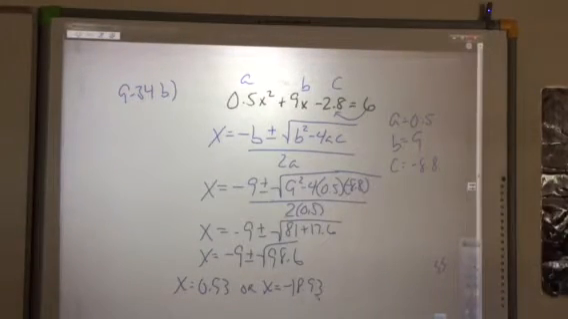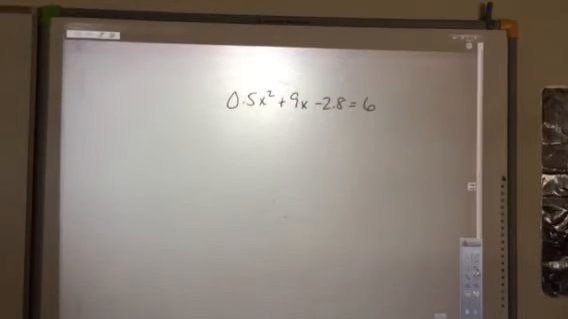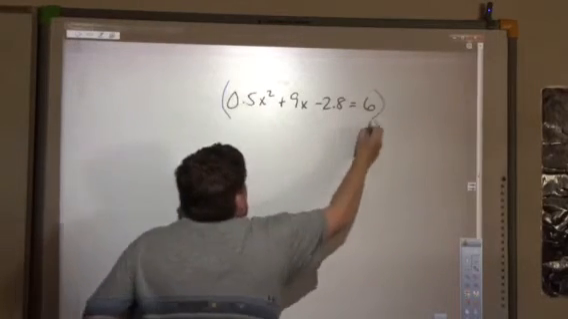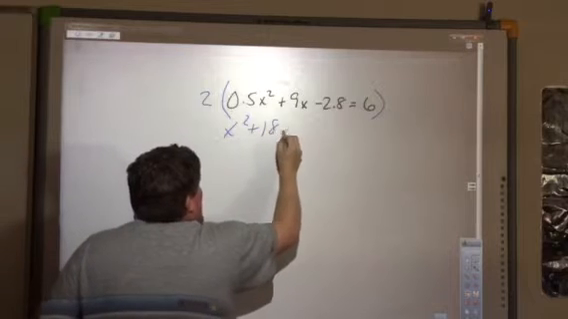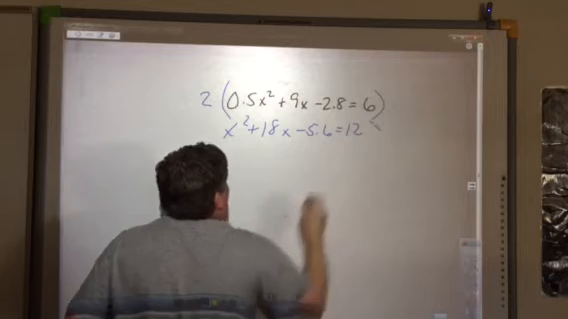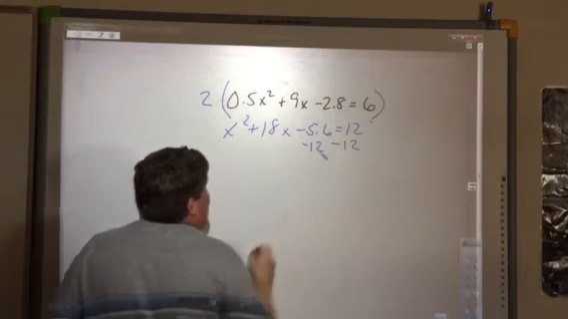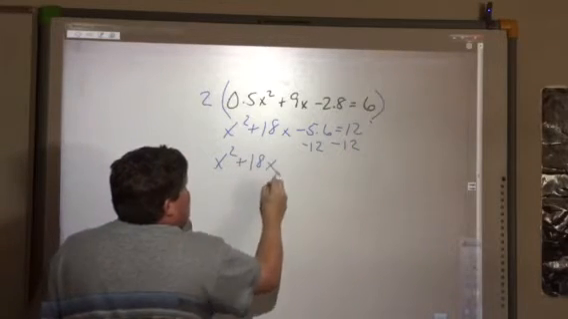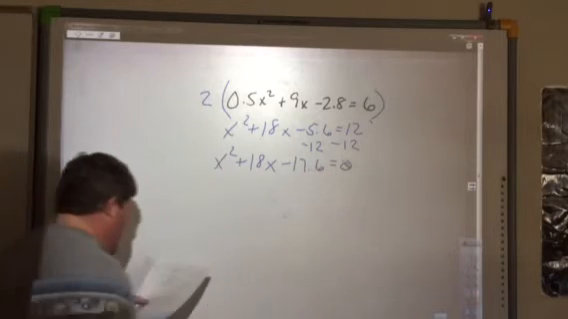Now some people said, hey, I want to get rid of that X squared. So I want to multiply everything by 2. So I multiply everything by 2. X squared plus 18x minus 5.6 equals 12. We're going to subtract 12 over. So we get x squared plus 18x minus 17.6 is equal to 0.